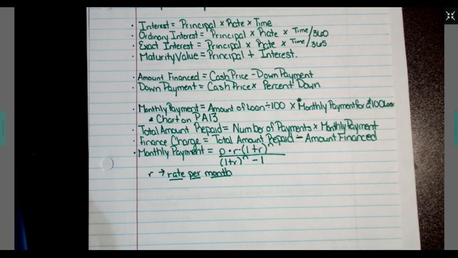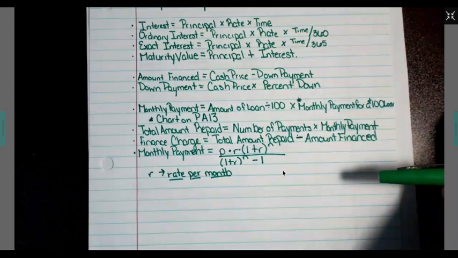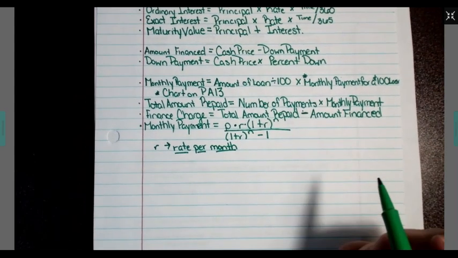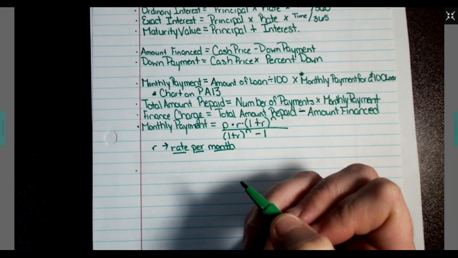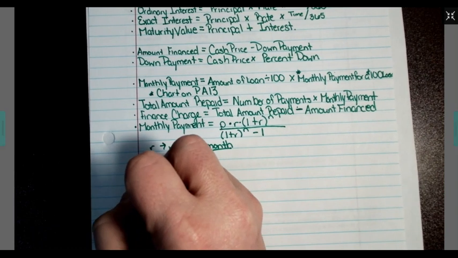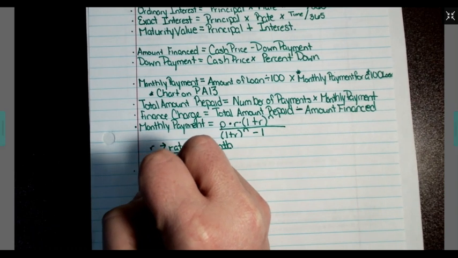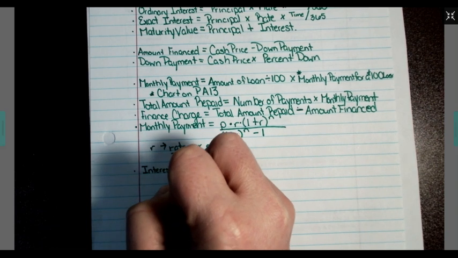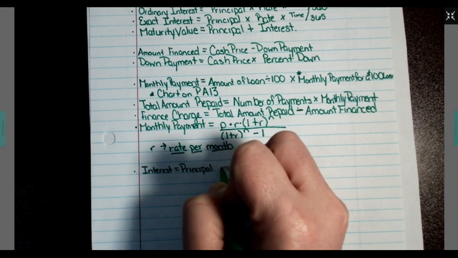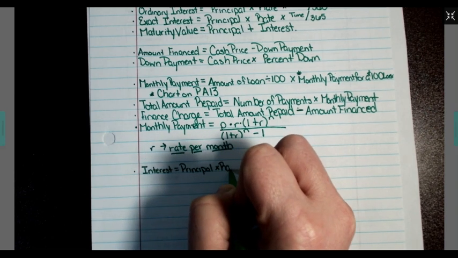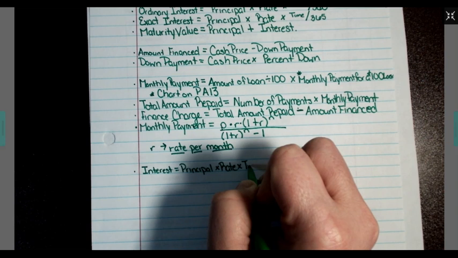All right, we're going to cover lesson 8.4, which is monthly payment allocation. Let's go ahead and add our new equations to the equation sheet for this lesson. They are: interest equals principal times rate times time.